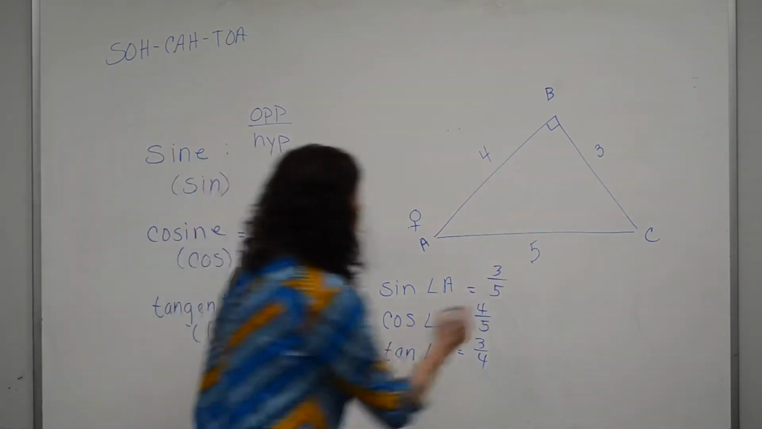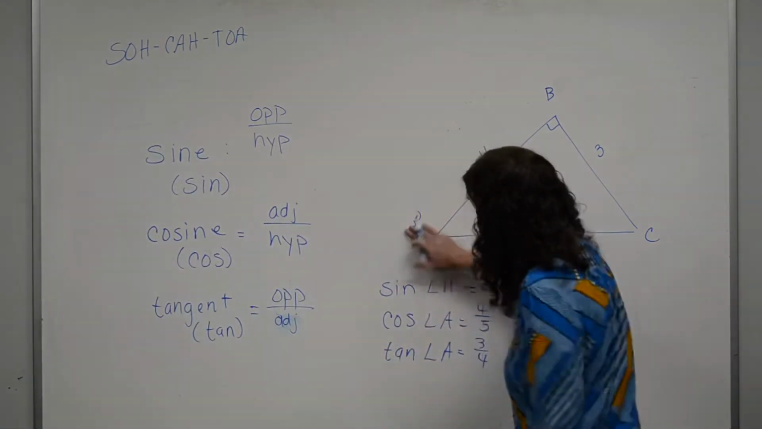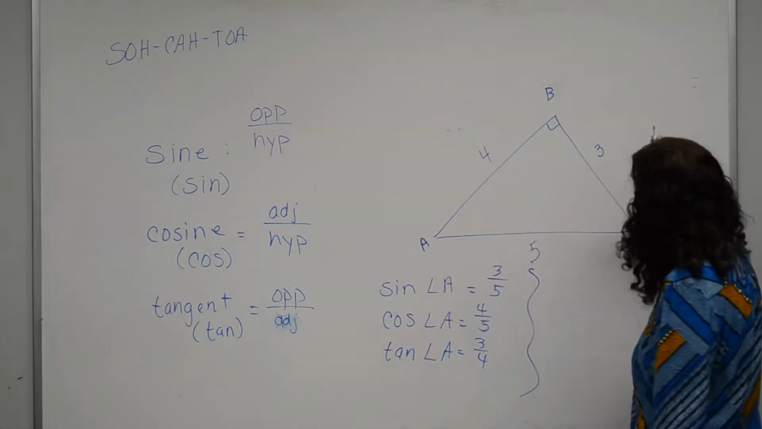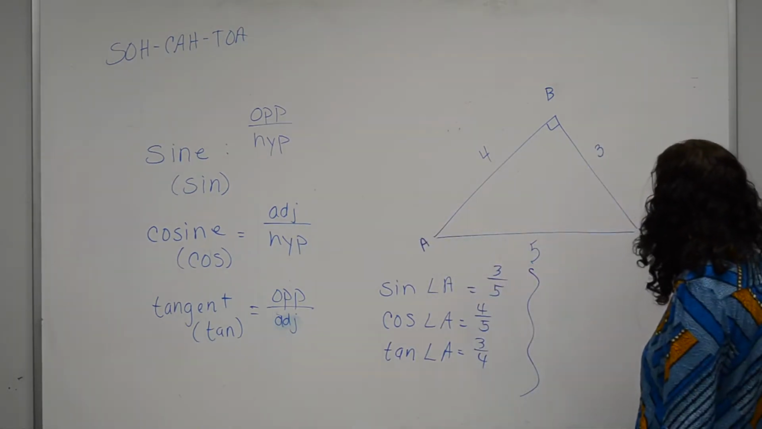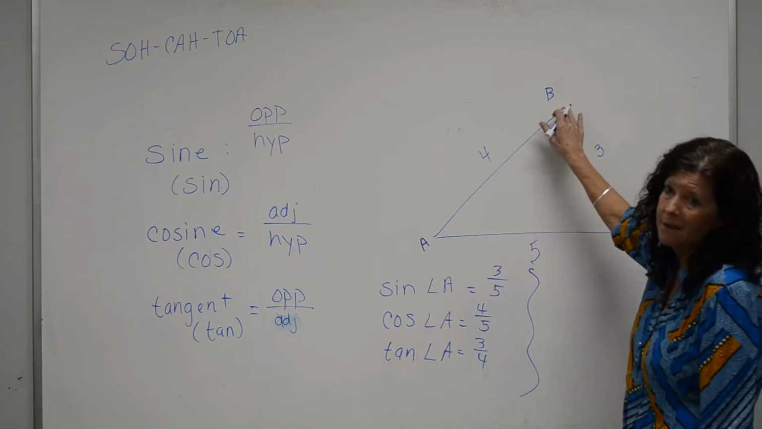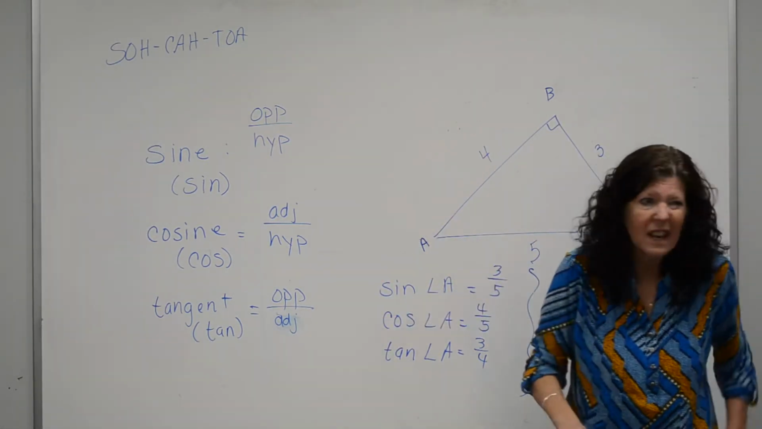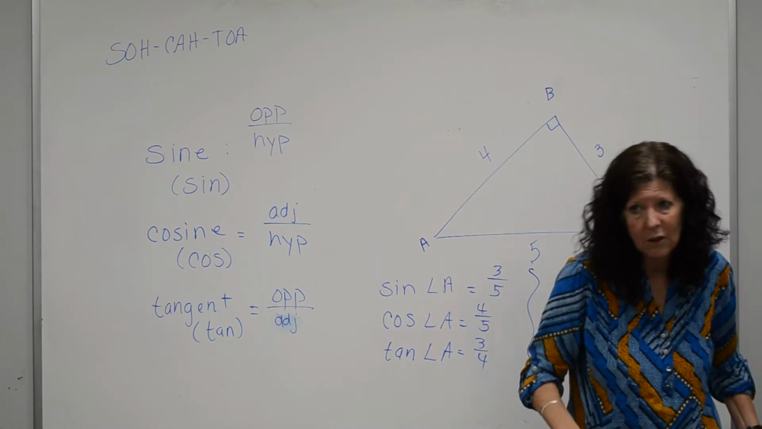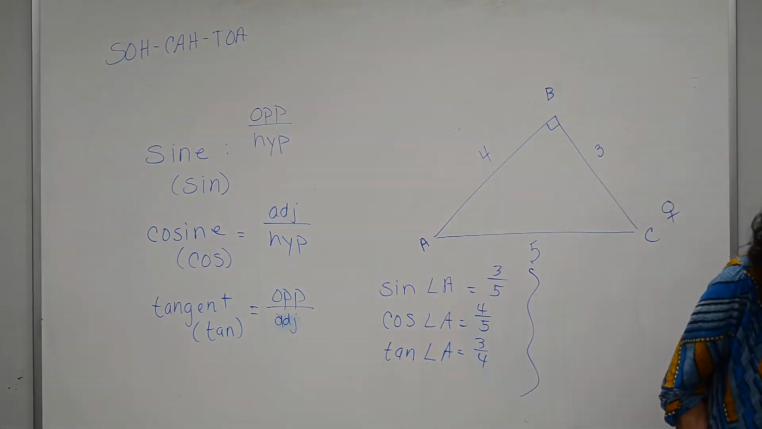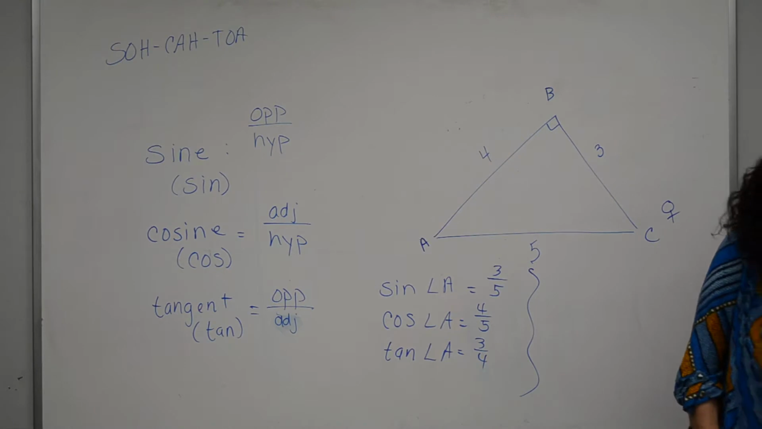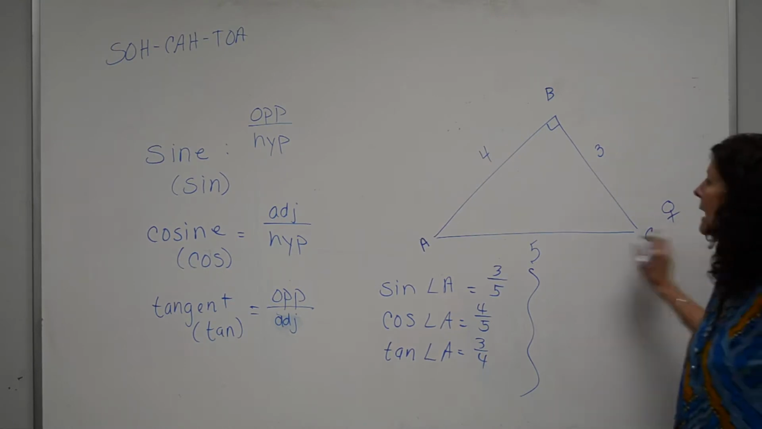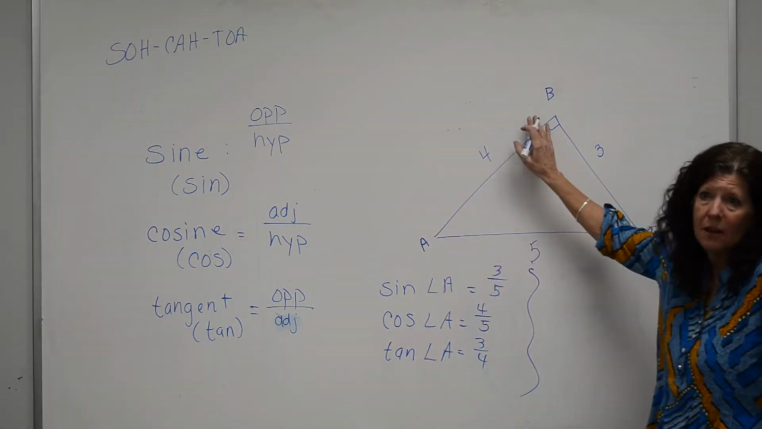Okay? Now, I'm going to run over to C because I never find my trig functions of a right angle. Okay, they never ask me for a 90 degree angle. Okay, because how would you know what opposite would be? You have no perspective there. So it's only ever going to be this or this. It's never going to be your 90 degree angle.